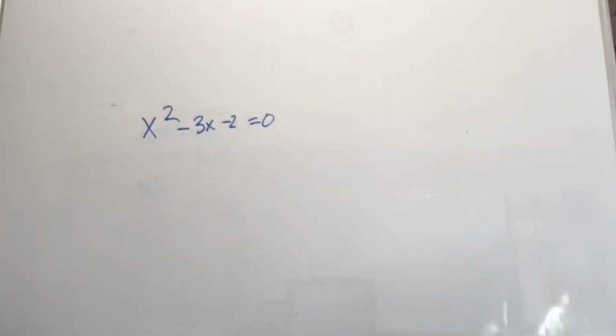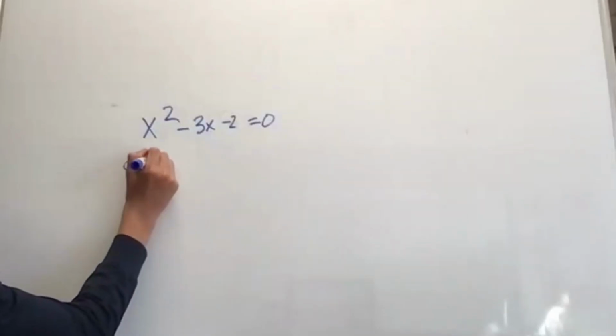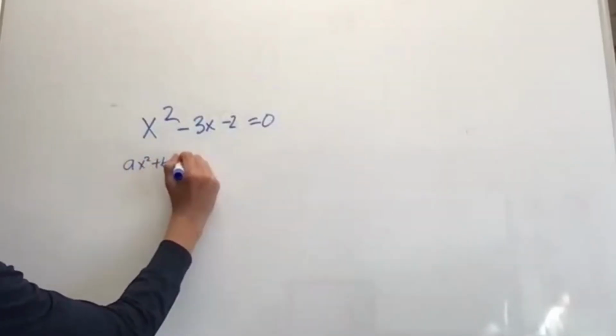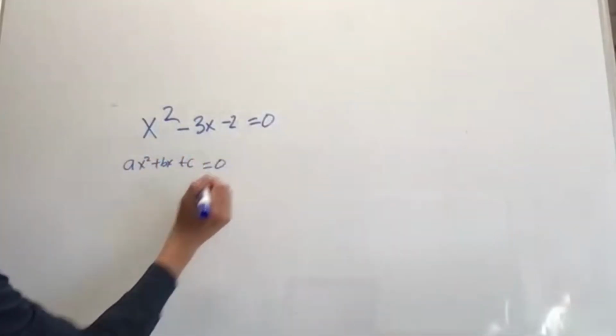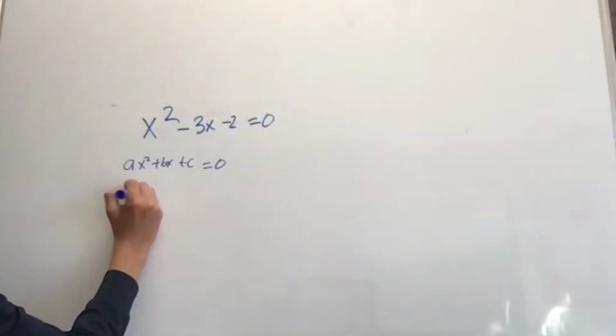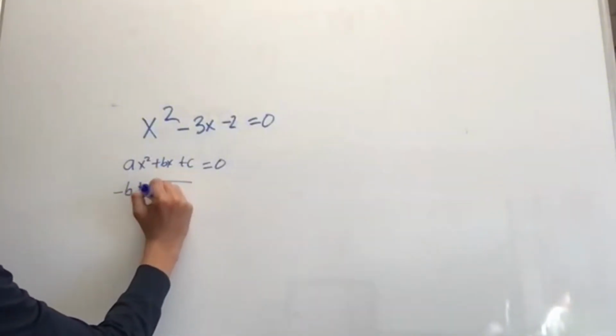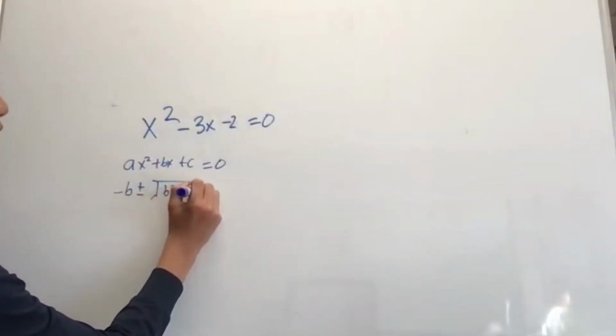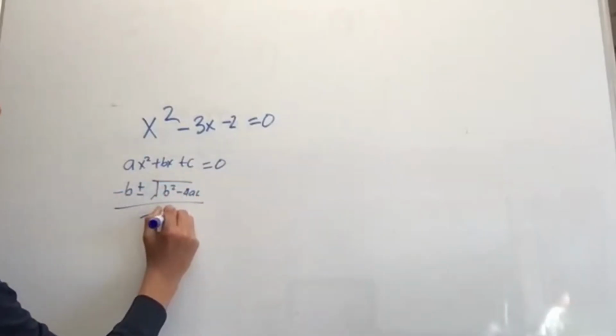The quadratic formula for ax squared plus bx plus c equals 0 is x equals -b plus minus square root of b squared minus 4ac, over 2a.